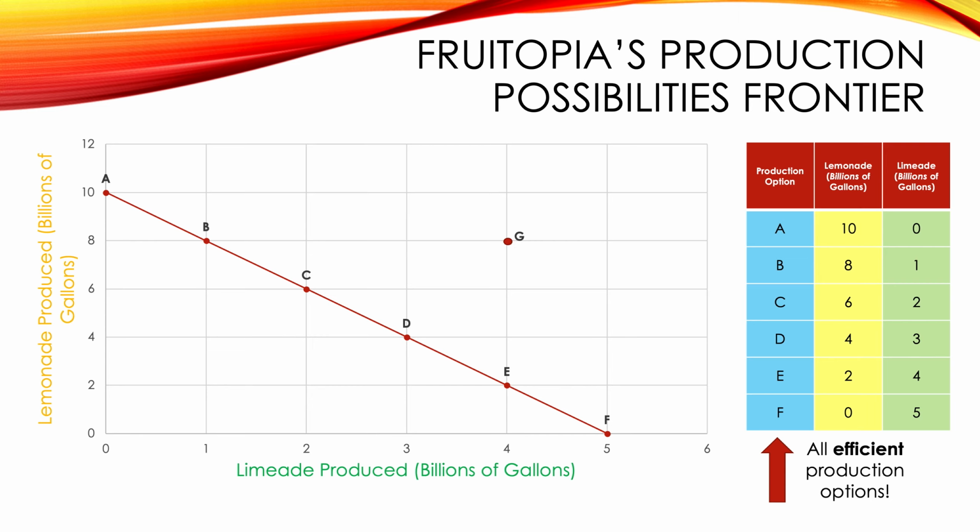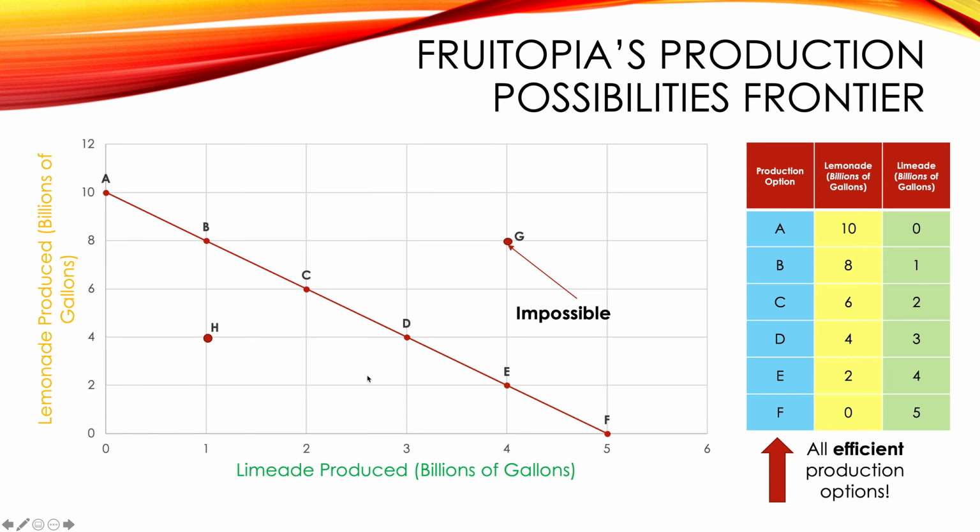The answer would be no. This is impossible. If this line represents the most they can possibly produce when they're using all of their resources to the fullest potential at this time, they can't do that. In fact, if they're producing 8 gallons of lemonade, they could only ever produce 1 gallon of limeade right there. If they're producing 4 gallons of limeade, they can only produce 2 gallons of lemonade. Again, measured in billions. So a point like this, where you have 8 billion gallons of lemonade and 4 billion gallons of limeade, is not possible.